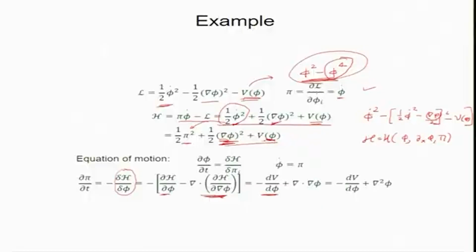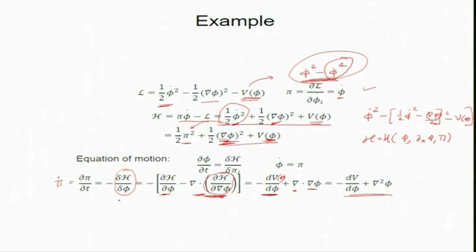So, I can take the, it is called the total derivative. Okay, I do not need to write. So, V is only a function of phi, and this one gives us V prime, and this one is what, partial H partial grad phi is just grad phi. So, I get this object. Okay. Now, this is pi dot.